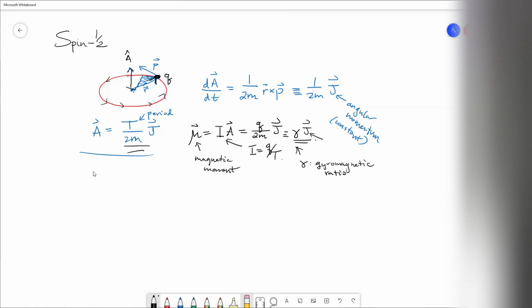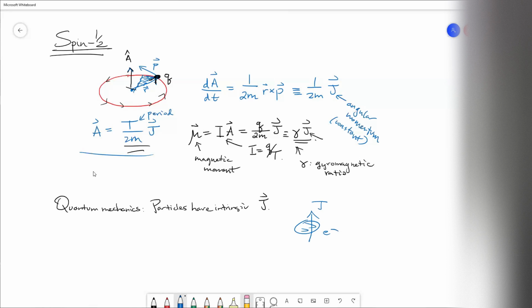The weird thing about spin 1/2 particles is that they have intrinsic angular momentum. In quantum mechanics, and it's hard to prove this in general, but maybe we'll talk about it later, particles have intrinsic angular momentum. They just come with it, like attached to it. So if you think about an electron, it just comes along with some J.